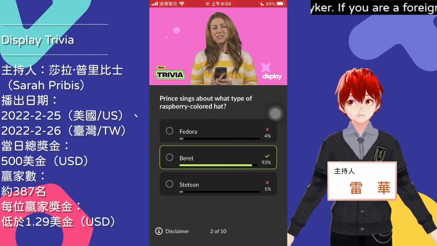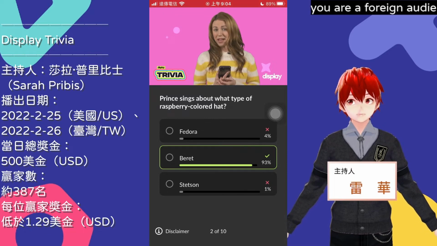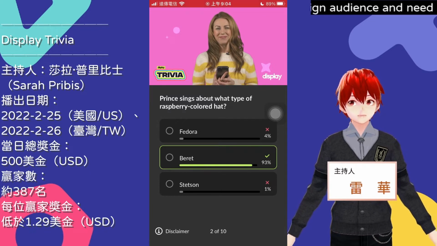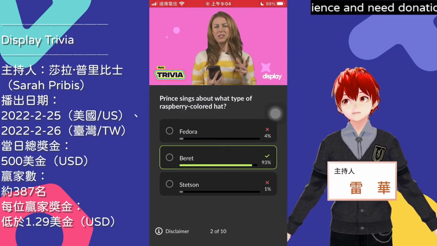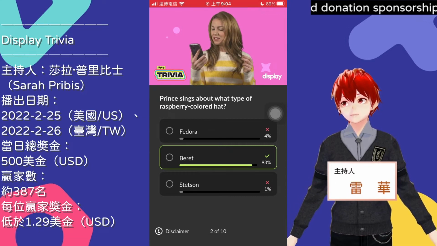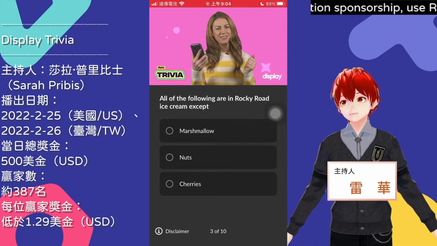The hat Prince sings about is a raspberry beret, the kind you find at a secondhand store. Yep, that's the one. Makes you keep it securely on your head as you drive off in your little red Corvette. 93% of you driving away with that right answer.